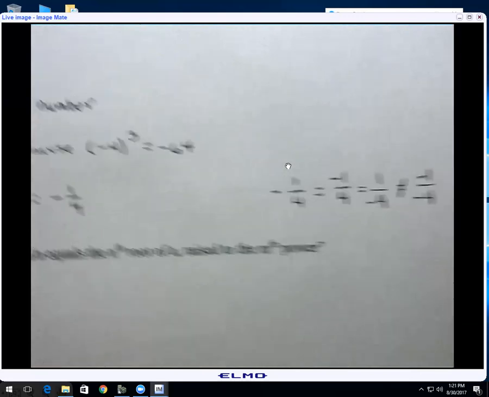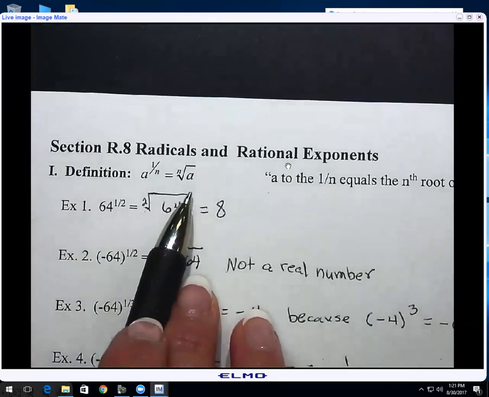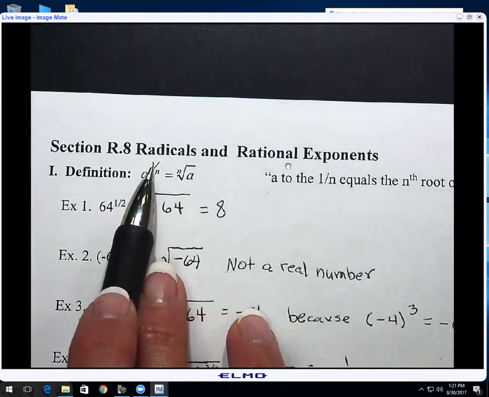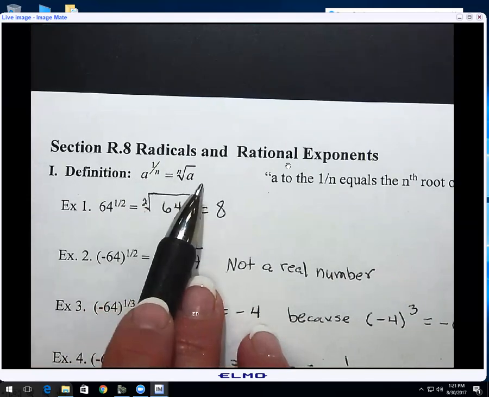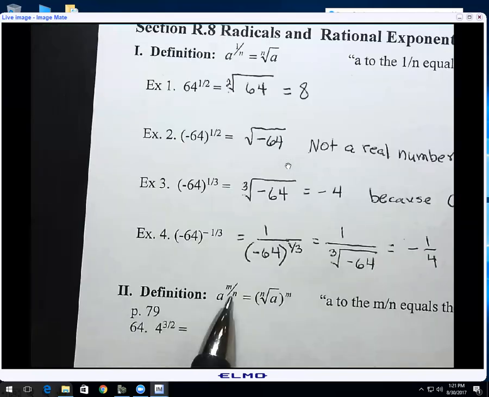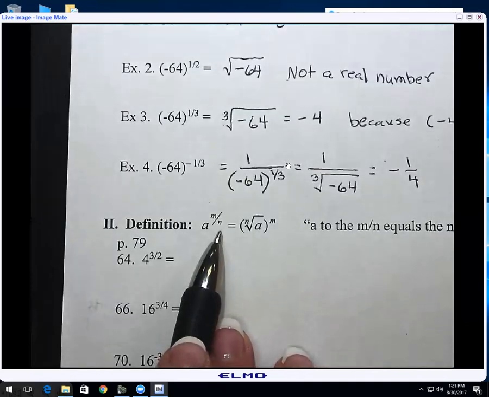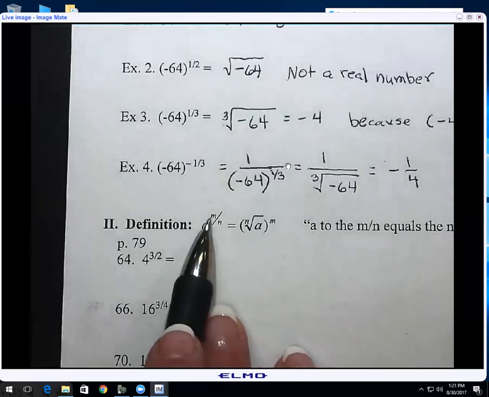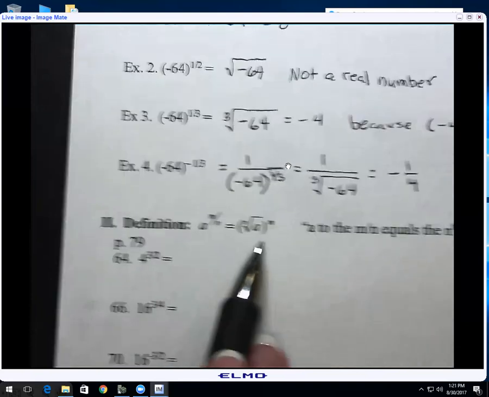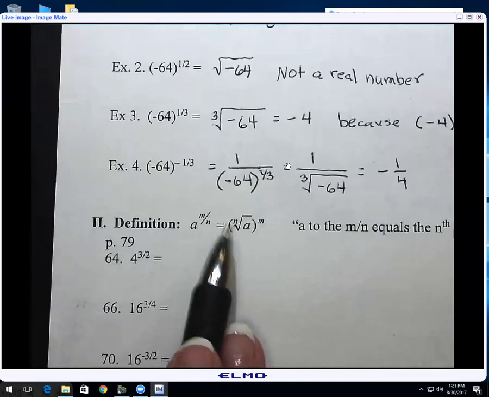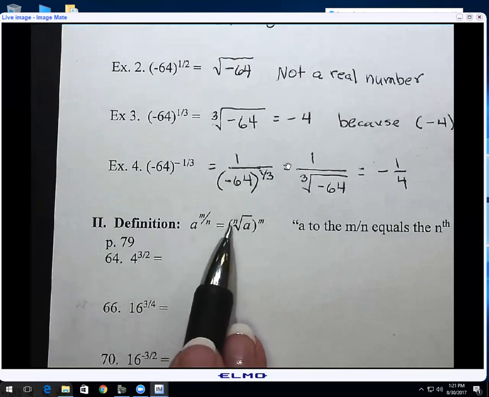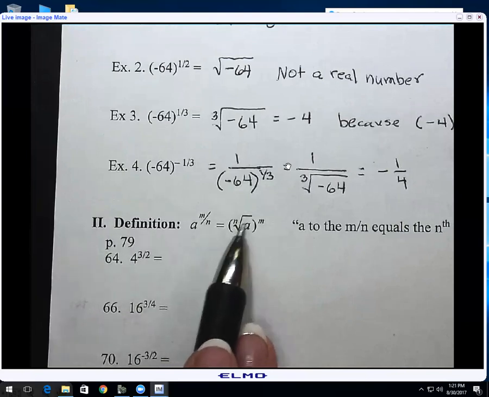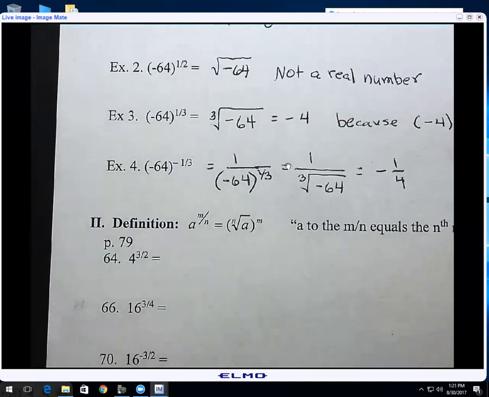All right, so this first definition only applied when the numerator is 1, a to the 1 over n is the nth root of a. I got that. This is a to the something else over n. What if the numerator is not 1? Well, this definition says I can still take the nth root of a. The denominator still gives me the index of the radical, but after I take the nth root of a, I need to raise the whole thing to the nth power.